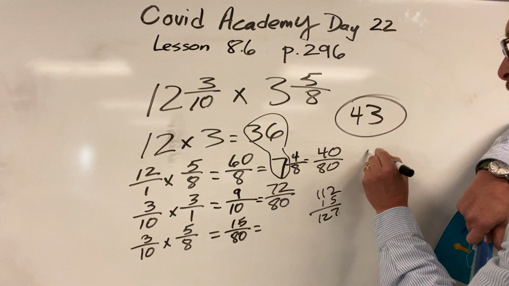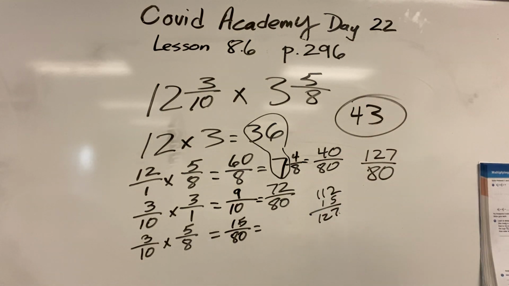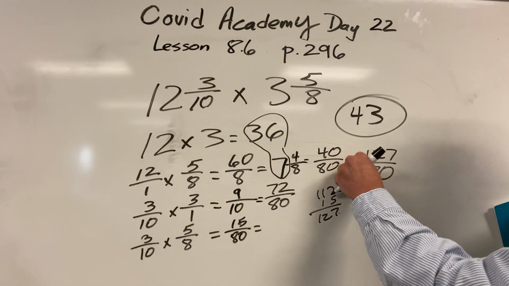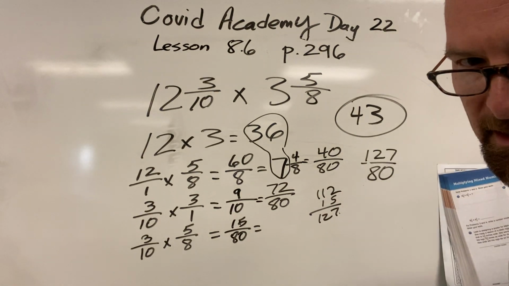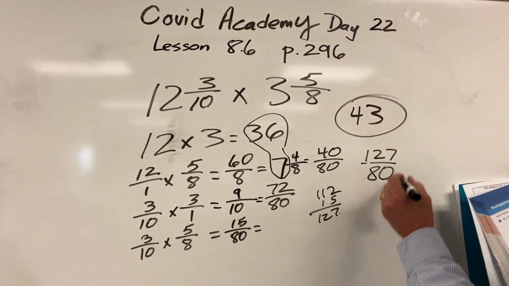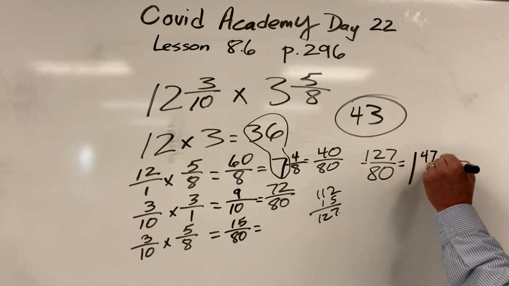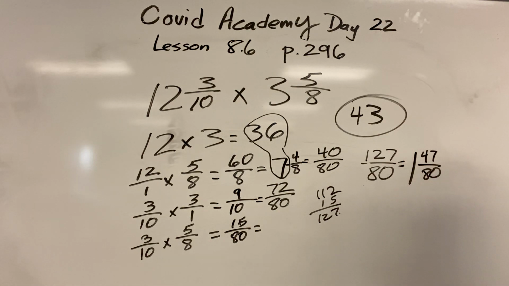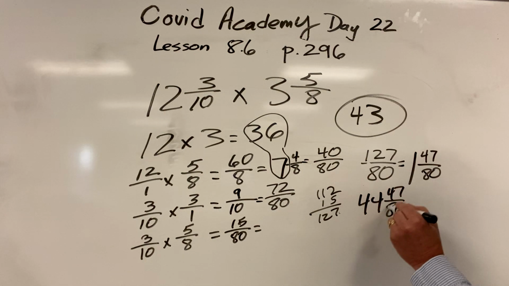So it's 127/80. Wait a minute, I can't leave it like that. That's like coming out of the bathroom with your zipper undone and toilet paper trailing out the backside of your pants. You just can't do that in polite society. So we've got to find out how many 80s fit into 127. Well, one of them does. How many are left over? 47 of them. Whoa. So the answer is 1 44 47/80.